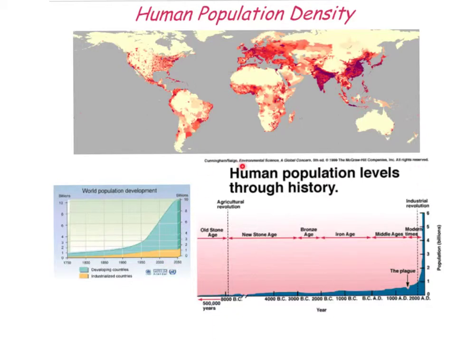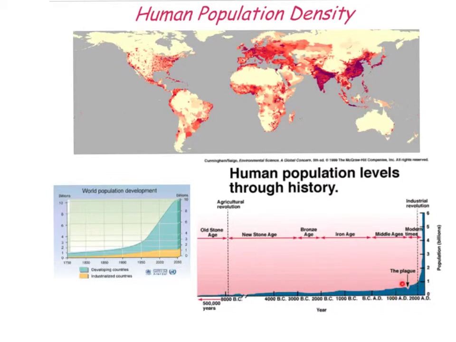Here is another graph showing human population levels through history. What kind of growth curve does this look like? Does this look like exponential or logistic? So far it looks exponential. Remember, the logistic growth curve begins that way as well. This is just an interesting graph to look at.